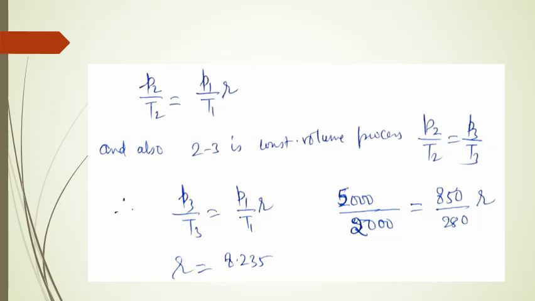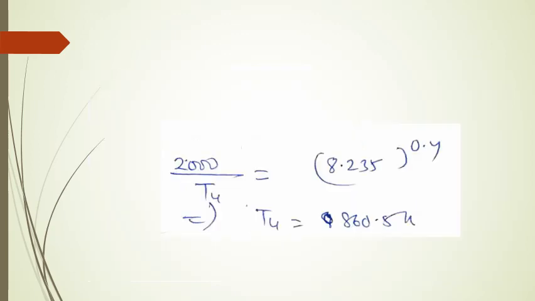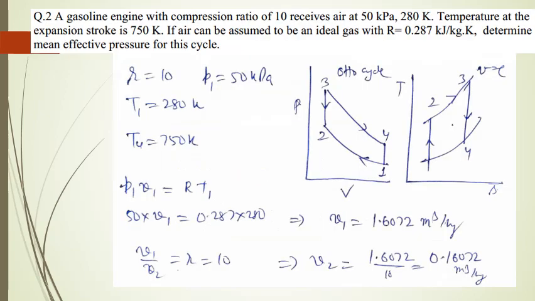And as you know, 2 to 3 is a constant volume process. You can say P2 upon T2 is equal to P3 upon T3. So substituting these values, we get the final expression and the value of r as 8.235. Now we get the value of T4 as 860.5.